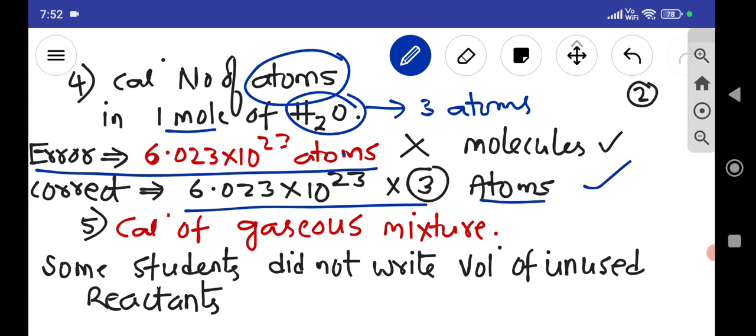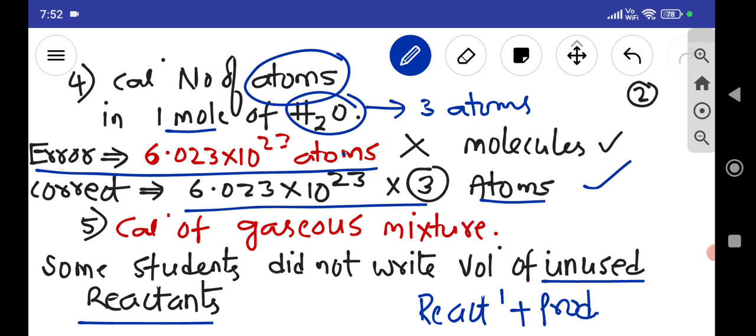Next, calculation of gaseous mixture. Some students, they won't write the volume of unused reactant. So if you are writing the mixture or composition of the gas, you have to write the leftover reactants as well as the products. Marks will be lost if you don't write the leftover reactants.